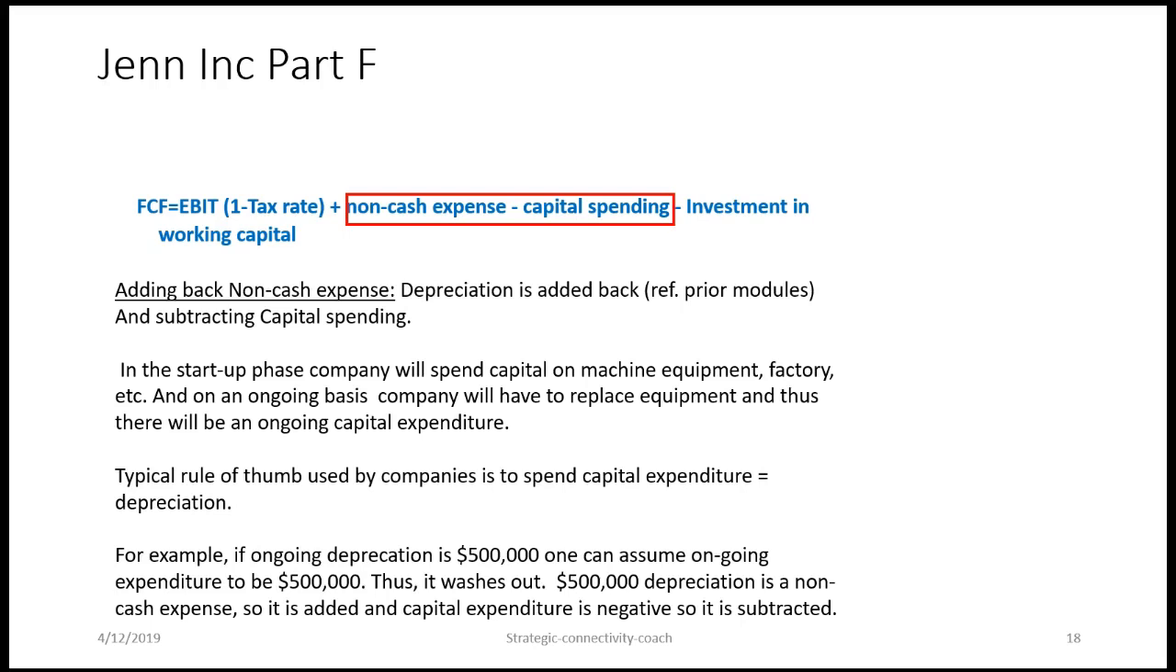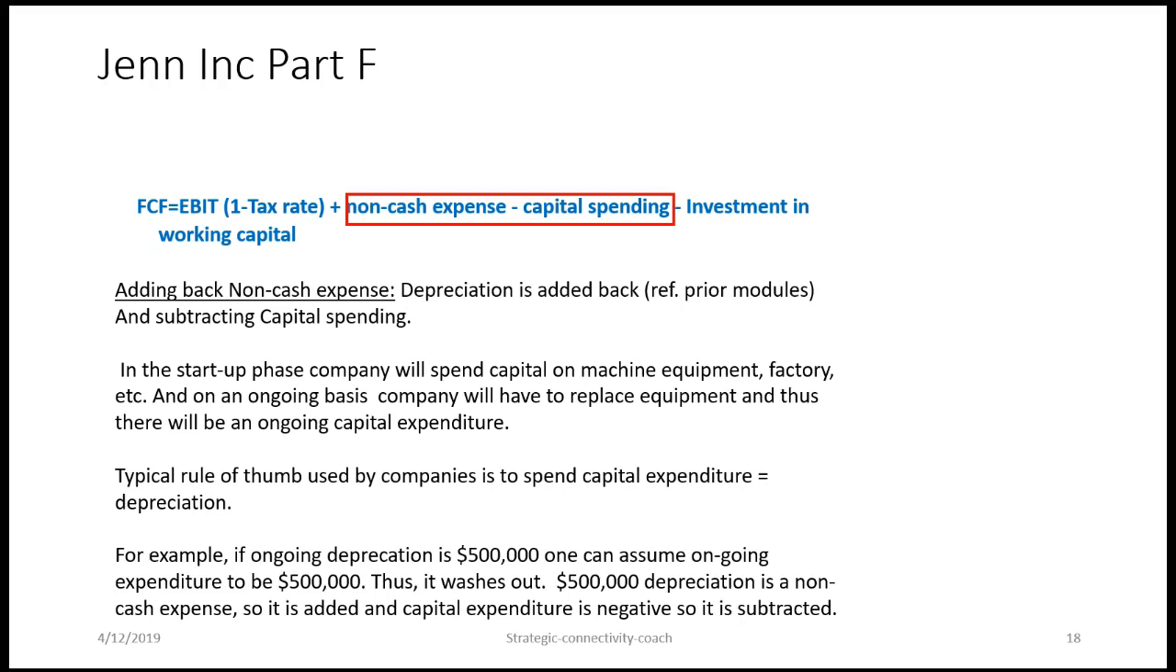Now, is it exactly the same in the real world, that every year the depreciation is equal to the capital expenditure? No. Some years may be a little bit higher or lower, but on average, over a long horizon, at a sustainable level, to sustain the business, they will do that.